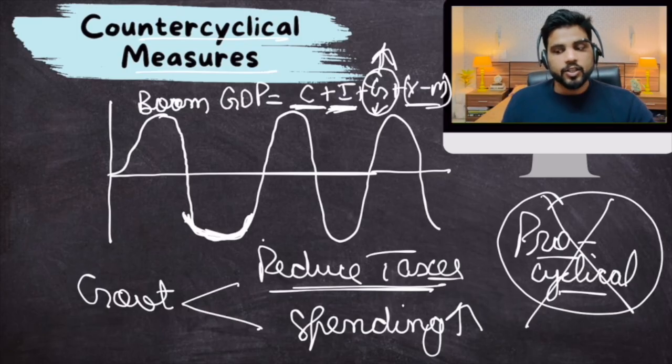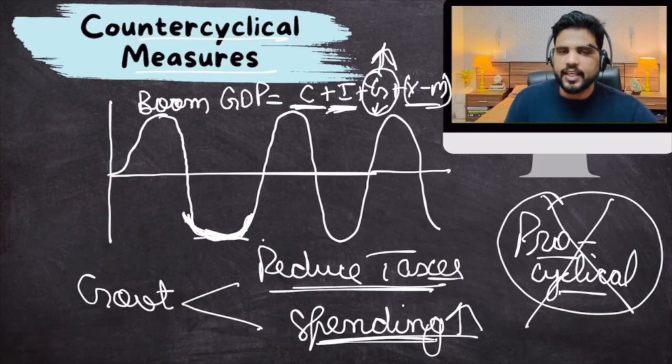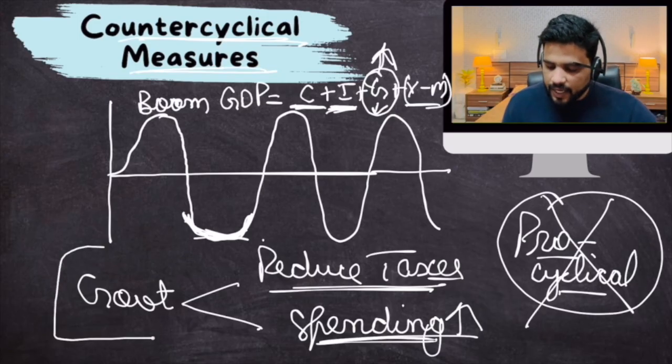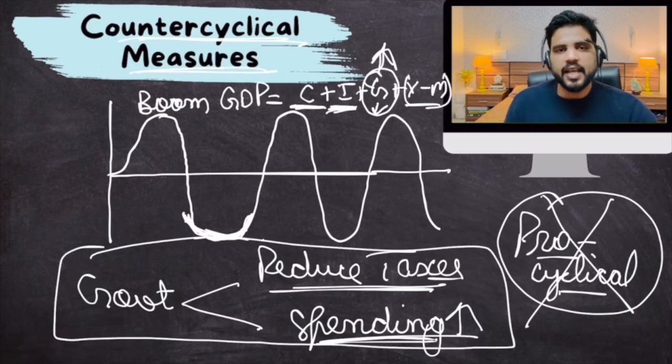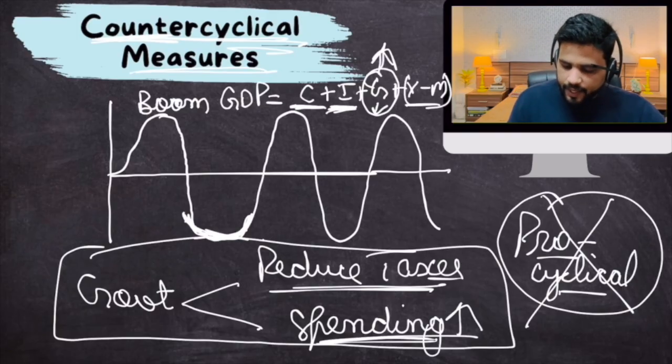Now this policy of reducing taxes and increasing spending during a recession is nothing but counter-cyclical. And this counter-cyclical policy basically saves the economy from a recession. So whenever there is a recession, you somehow do the opposite of your natural tendency. That is why it is known as counter-cyclical, opposite to the economic cycle. Clear? Now I know what you might be thinking.